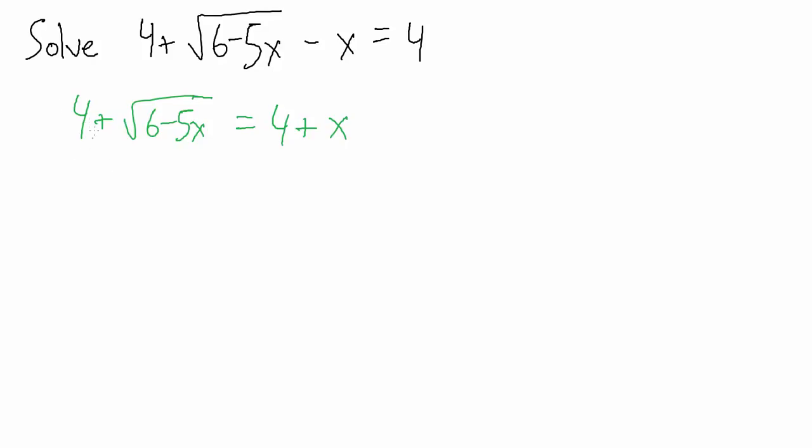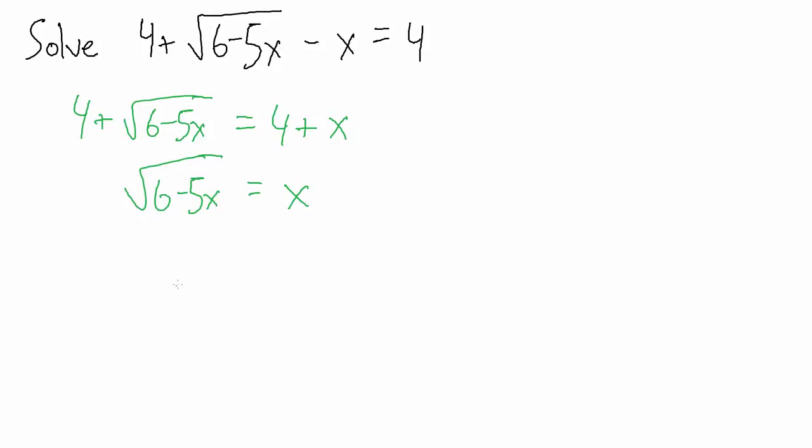Now let's subtract 4 from both sides, so then on the left we'll just be left with the square root of 6 minus 5x, and that's great, that's what we want. At this step anyway. Now if we subtract 4 from both sides, that cancels with this 4, so all we have left on this side is really just x. 0 plus x is just x.